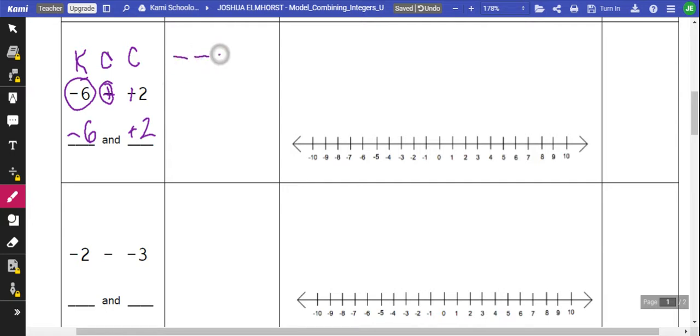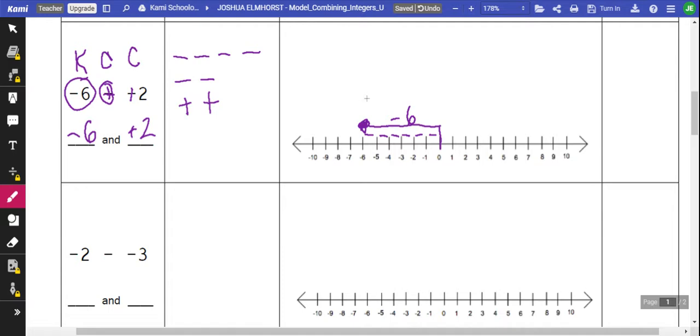So 1, 2, 3, 4, 5, 6, and then 1, 2. So -6, +2. Starting at 0 on the number line, we're going -1, 2, 3, 4, 5, 6. So make our line here. We will go -6.